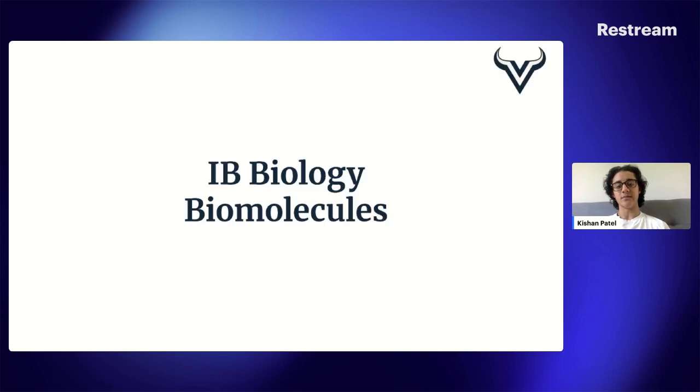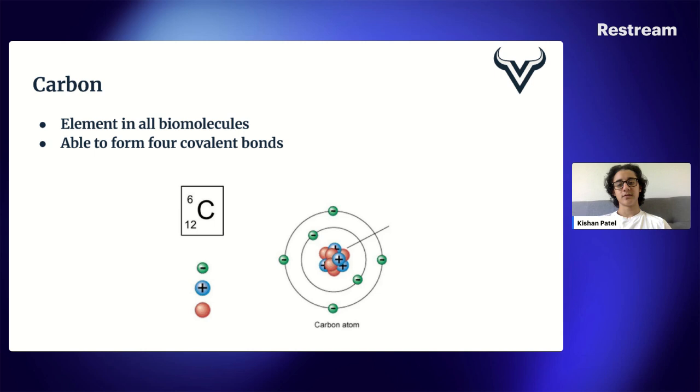This is IB Bio, and today we're going to be talking about biomolecules. So, the first important thing to know is that the element carbon is in all the biomolecules, it's the main element in all of them. And the reason why it's important in biomolecules is because it's able to form four covalent bonds, meaning it's very diverse and it has many wide uses, as is necessary in biology.